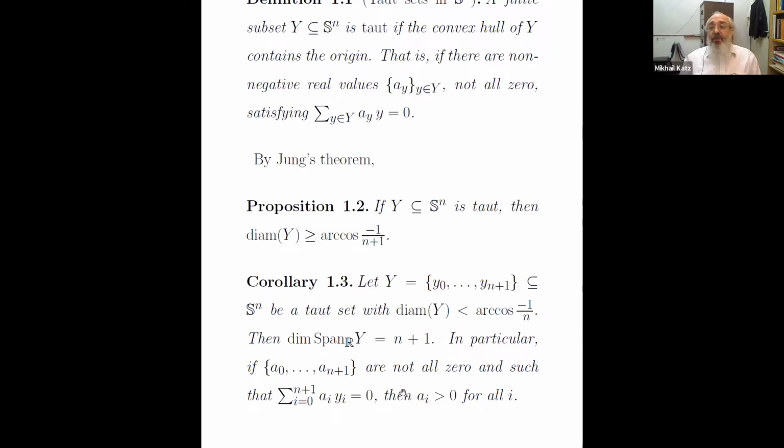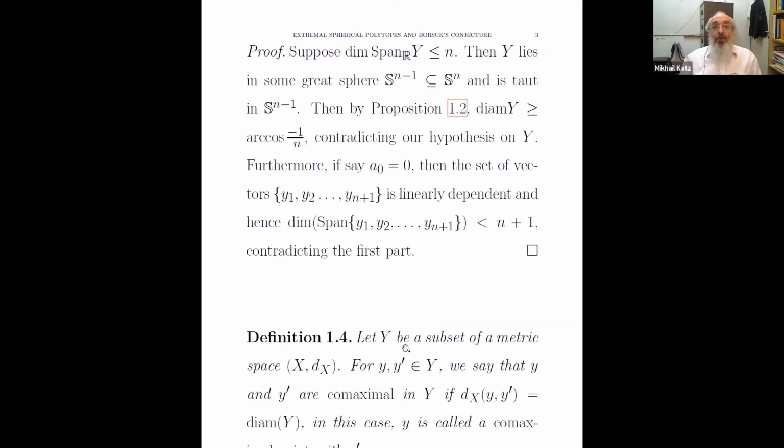So just think of a non-degenerate tetrahedron. Think of a non-degenerate tetrahedron inscribed in the two-sphere of diameter less than 2 pi over 3, where again we're talking about the spherical diameter on the sphere, not the Euclidean one. We're talking about the 4 points which are the vertex set of a tetrahedron.